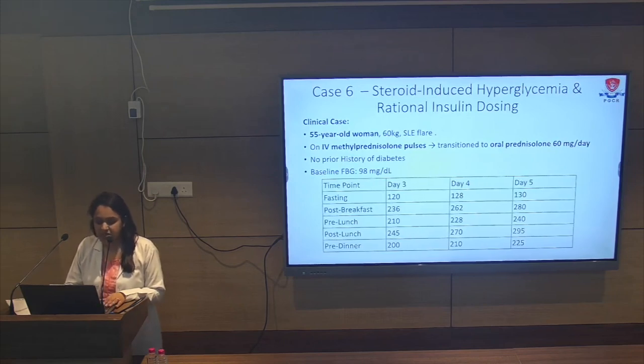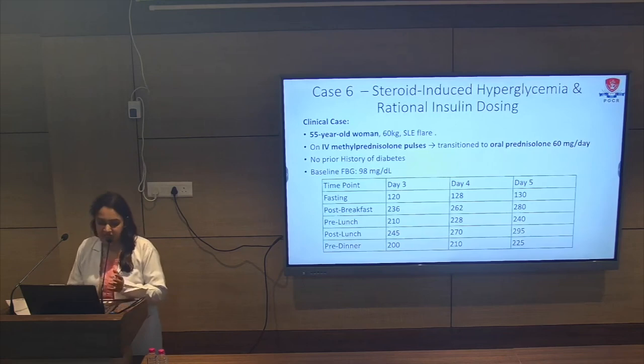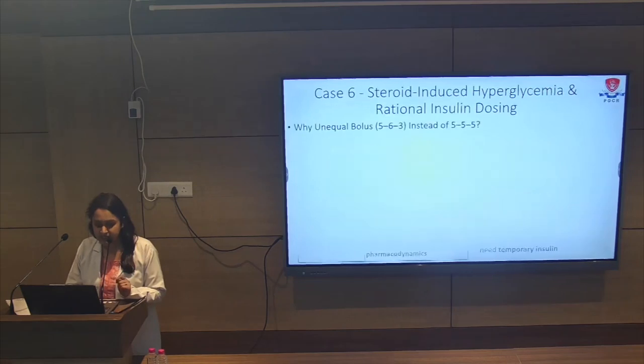Now these are the glucose readings on day 3, day 4 and day 5. The interpretation is that as we have given the oral prednisolone in the morning, we see post-lunch peaks which match the steroid effect pattern. So here we start the patient on insulin: we calculate the total daily dose, give 50% as basal insulin and 50% as bolus divided into 3 doses, and give a correctional scale as per the ADA guidelines.